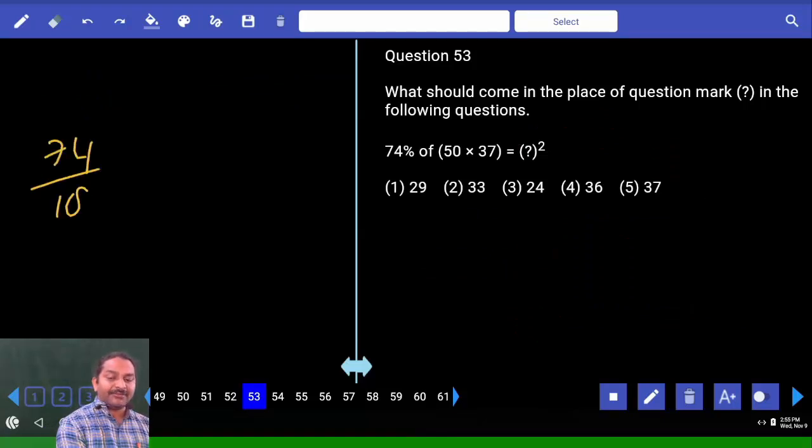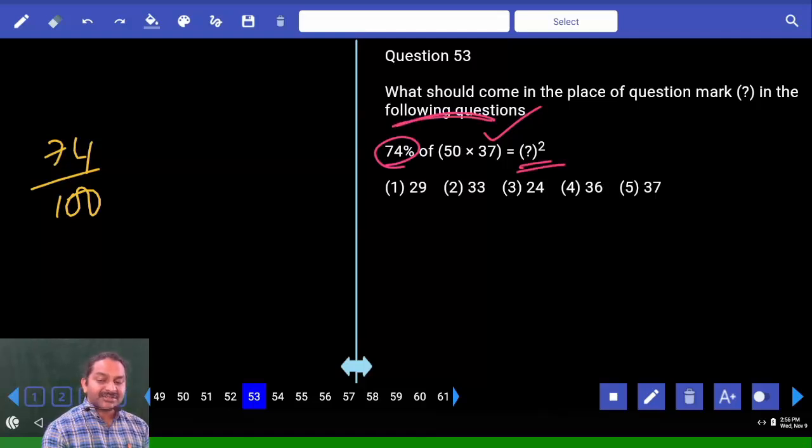74%, I'll write it as 74 by 100. Otherwise, I can see 37 here and it is also a 37 multiple. X square is 37 square. Only multiple, 5th option.